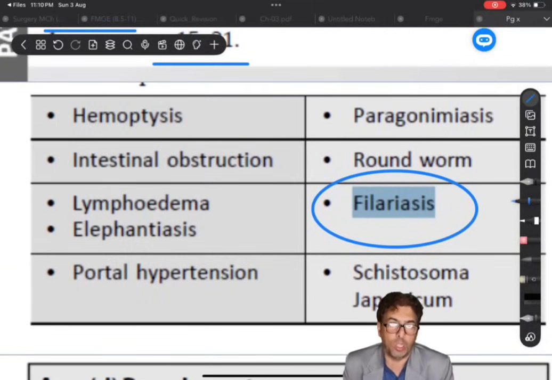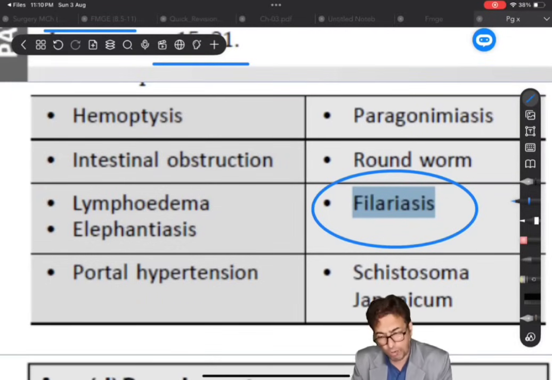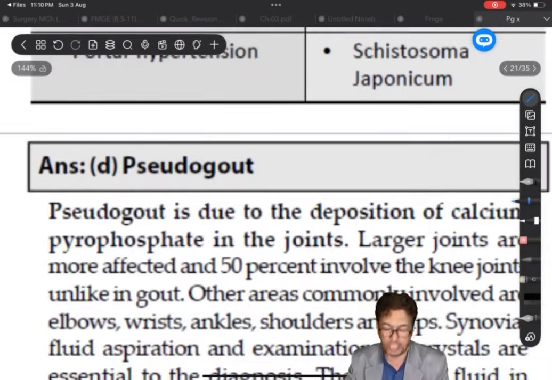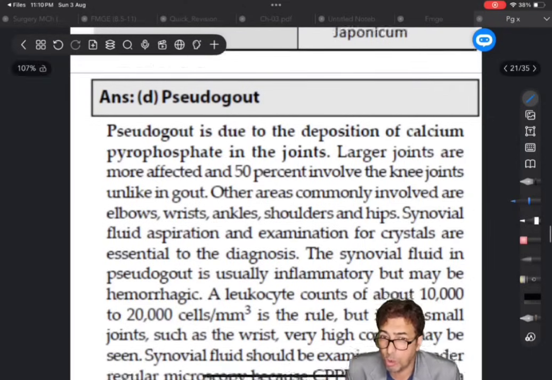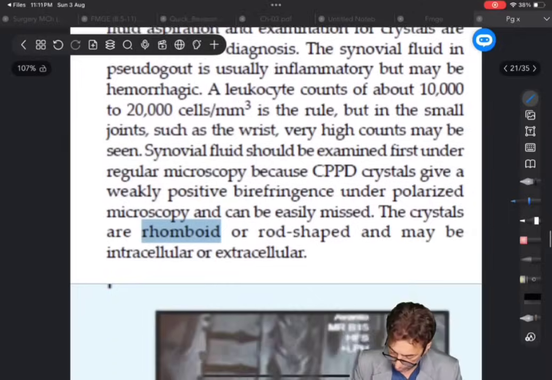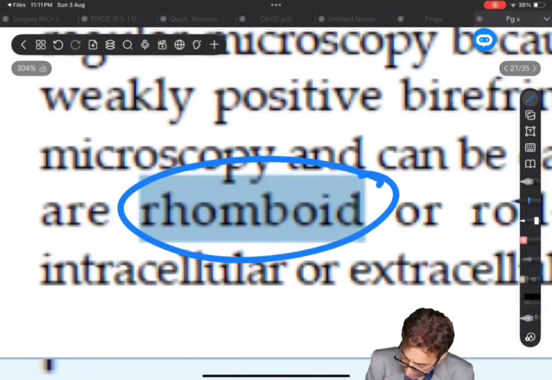So this is something, see, organisms and characteristics, what they cause. This is a list I have given, and in here, if you remember lymphedema and elephantiasis, I have just mentioned filariasis, and you have to identify. The question was simple: filaria. Now, important, sometimes we just concentrate on clinical scenarios, but here the question was given as rhomboid crystals. So it is already highlighted in here, rhomboid.